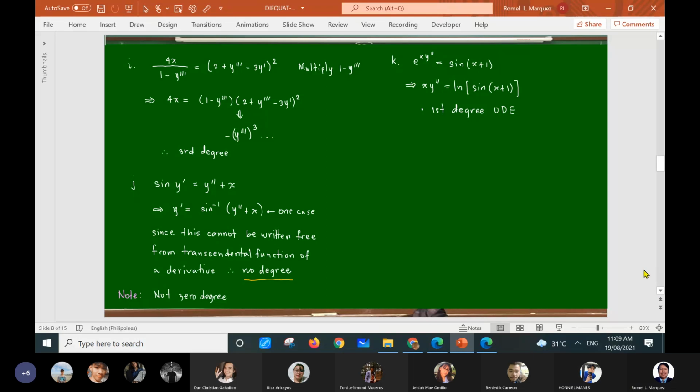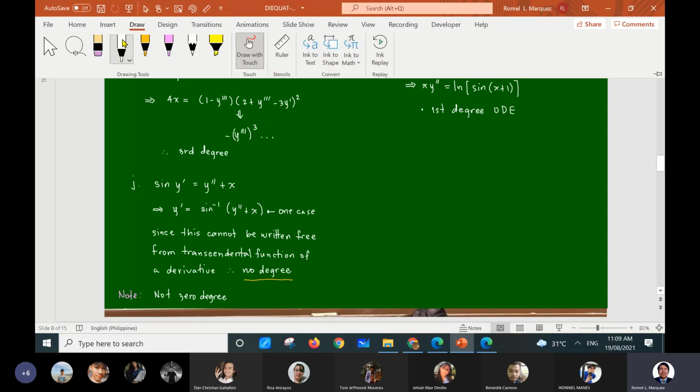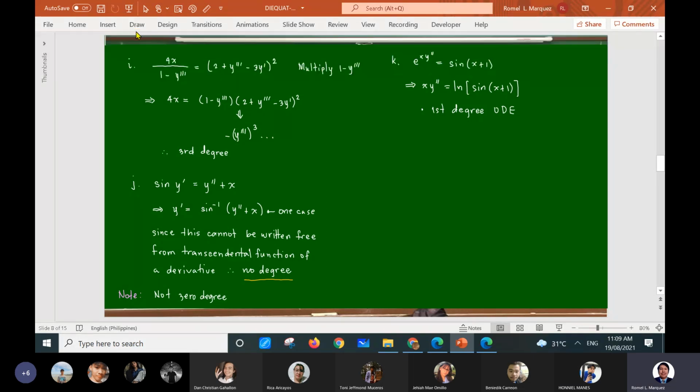So next we have what we call linearity. Another classification of differential equations is by linearity. So, linearity of a differential equation.